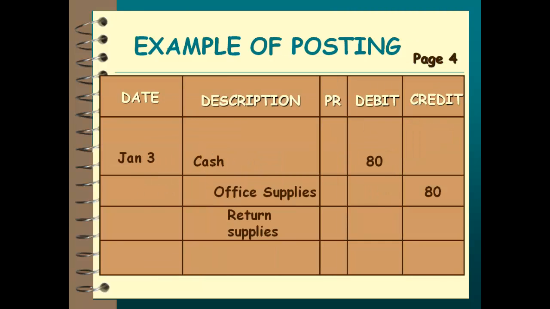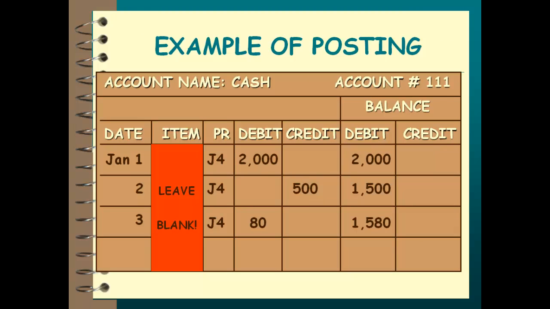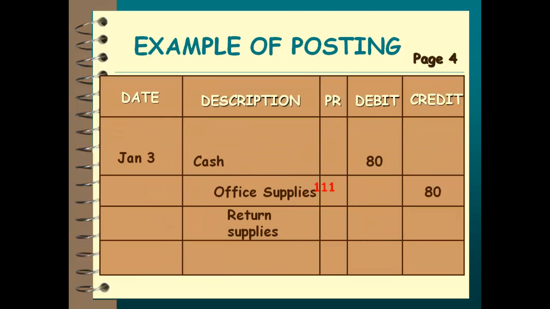All right, let's do another one. Debit cash for $80. Let's go to the ledger, find the page that says cash. It should be the first one. All right, it's an $80 debit. Debit balance, debit entry, add or subtract? Add. My debit balance gets bigger. I just posted that to account 111. We're going to go back to the journal. In my PR column, I'm going to write the 111 where I posted it to. And now I know that I have posted that one entry.